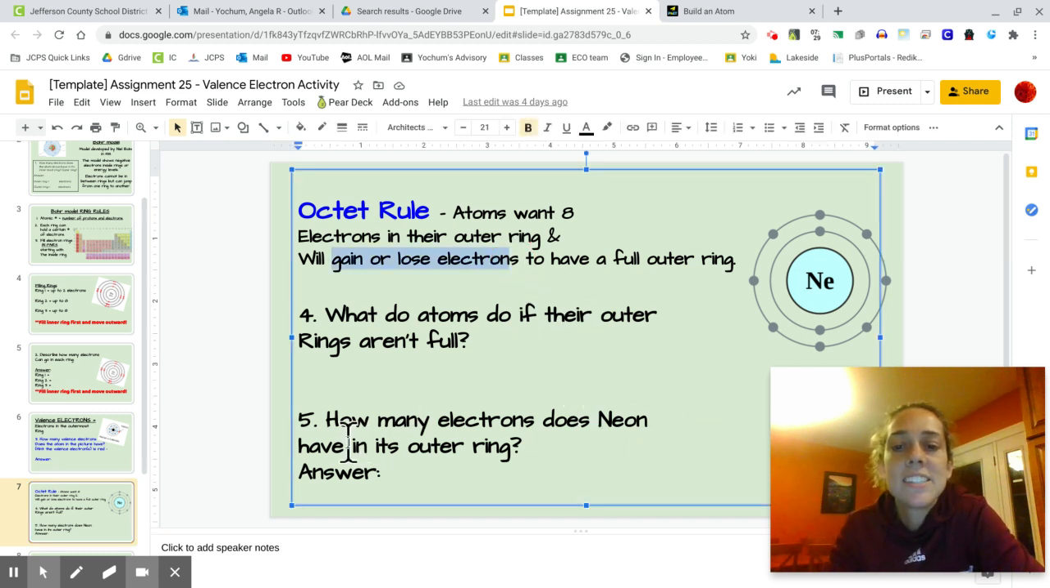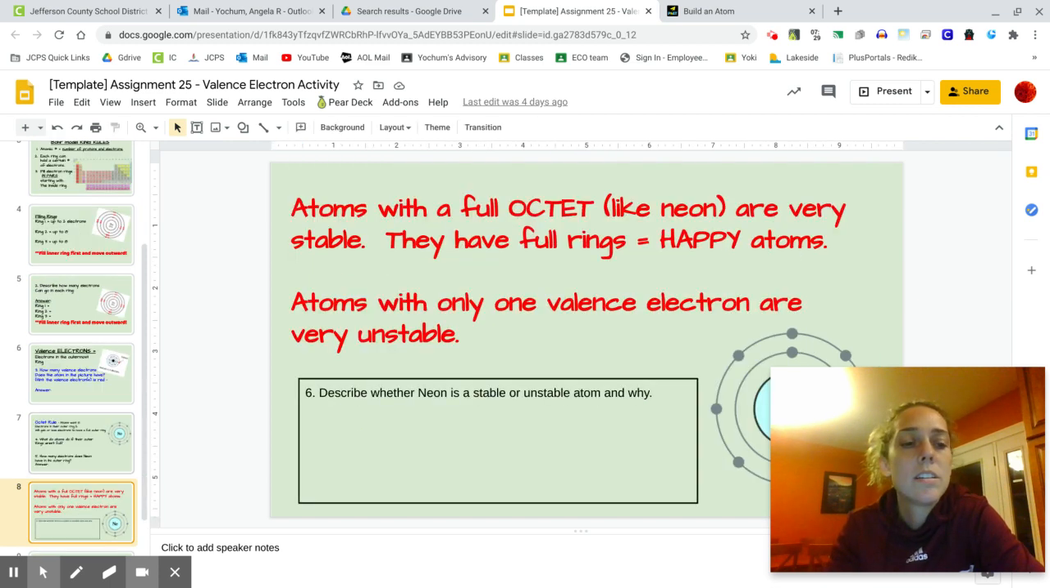How many electrons does the neon have in its outer ring? So the answer is, if we counted these up, the answer is 8. It has its octet, so it is a very stable atom. Let's see. Atoms with a full octet like neon are very stable. They have full rings. They're happy atoms. Atoms with only 1 valence electron are very unstable. So then in this question, you're to describe whether neon is stable or unstable and explain why.